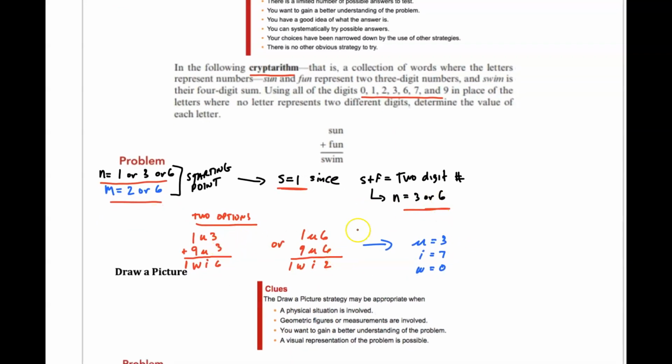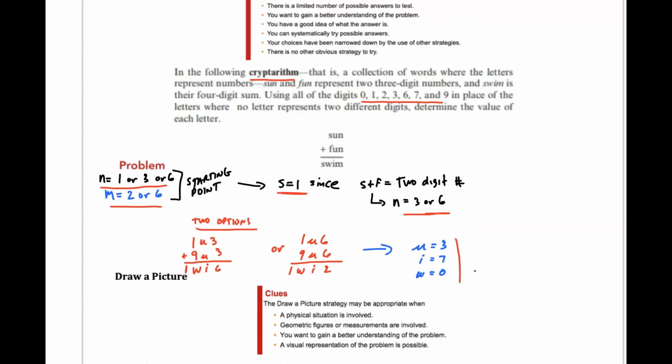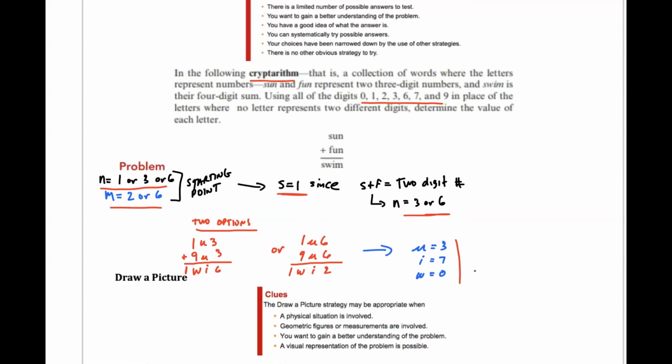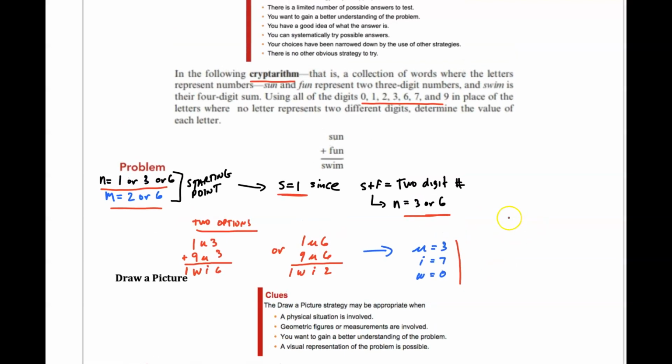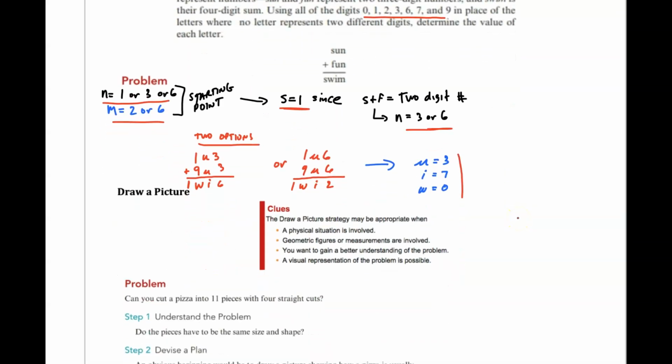I plugged in the 3, the 6. You can plug them in, and then you end up with either this one or this one. And through process of elimination and checking, you can then see that this is the only condition that works. And so that's an example of a guess and test problem. Again, this is really good thinking skills here, so I want to make sure you go through that problem.